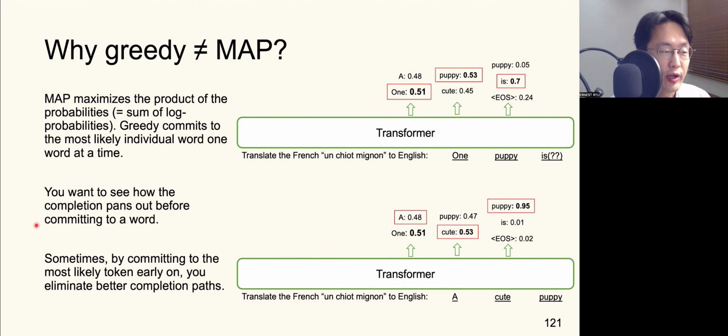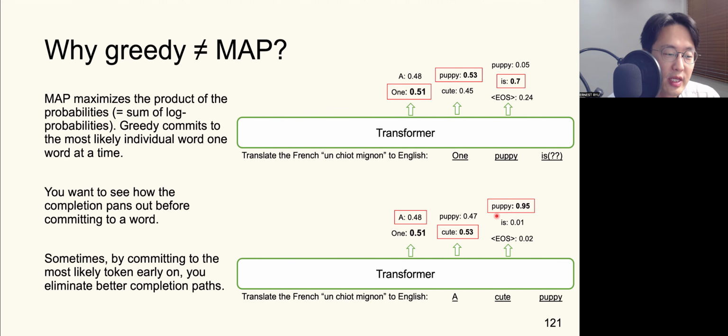So why is greedy not equal to MAP? Well, MAP maximizes the product of all of the probabilities, which is equal to the sum of all the log probabilities, whereas greedy commits to the most likely individual word one at a time. Let's consider this example where we need to translate this French phrase into English. Let's say the transformer decides that the word "one" is the most likely first word, and then it chooses "puppy" as the second most likely word. And for the third word, there's really nothing you can choose to make things work. So "one puppy is", and then the translation just kind of breaks down.